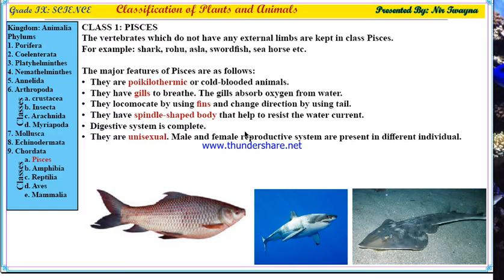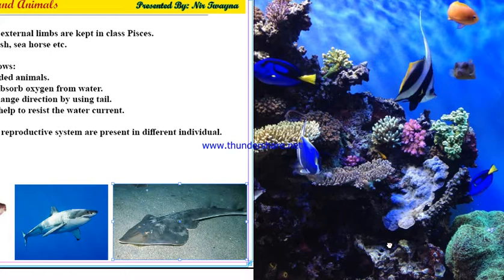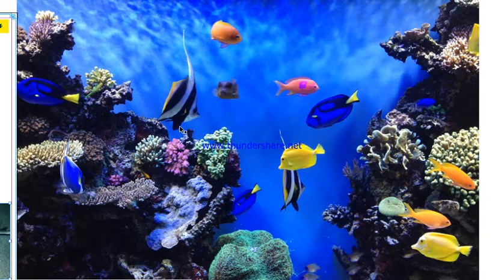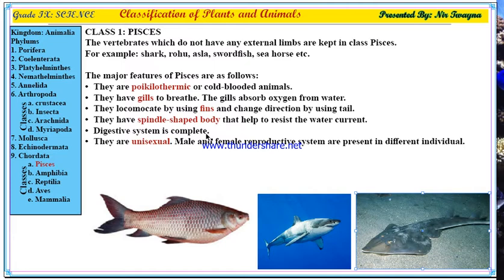Look at some examples. This is fish, rohu fish, and this is shark. This is electric ray fish, and here you can see lots of examples that belong to class Pisces. There are different varieties of fishes in the ocean, and all of them do not have limbs. If they do not have limbs, how do they move around in water? How do they swim? They swim by using their fins.